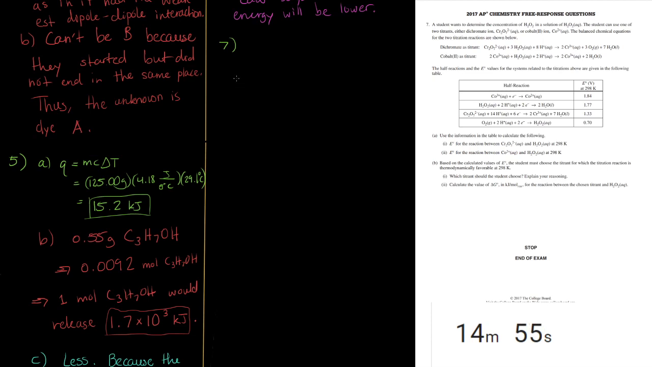Okay. The balanced chemical equations for two titration reactions are shown below. All right. The half reactions and voltage values, this E, I don't actually know what E stands for, electrolysis or something, for systems related to the titrations above are given in the following table. Use the information to calculate the following.